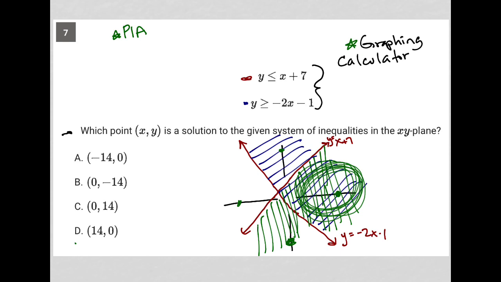I can plug in x is 0, for instance, and see, is it true that y could be negative 14? If x were 0, this becomes y is less than or equal to 7. So yeah, negative 14 is less than or equal to 7. But if x is 0, this will become y is greater than or equal to negative 1, and negative 14 is not greater than or equal to negative 1, and that's why choice B, for instance, would be gone. So we can definitely plug in our answer choices, plug in x and y values to see if they work, and you'll also find your way to the correct answer here at choice D.